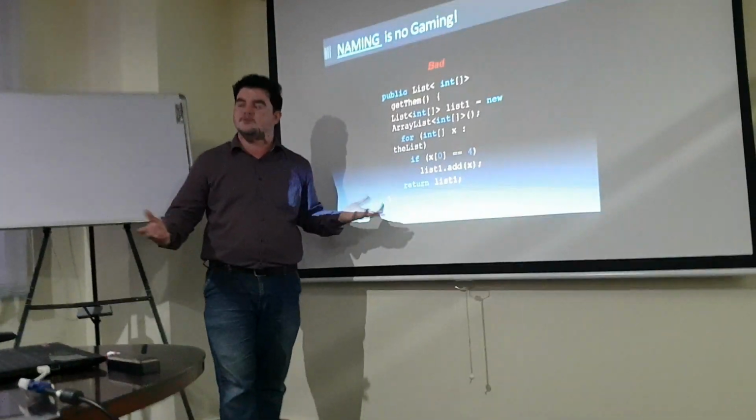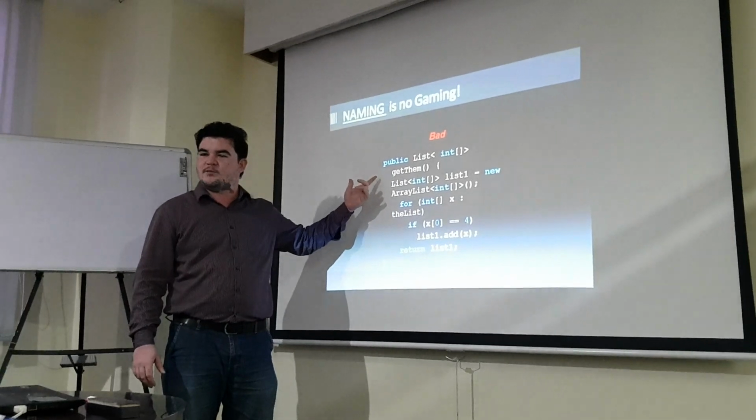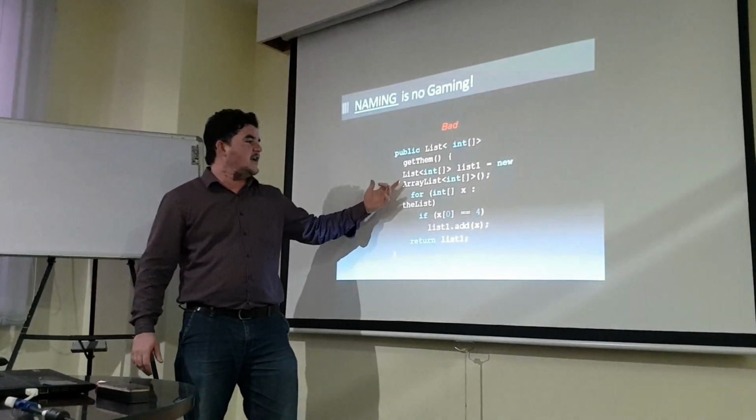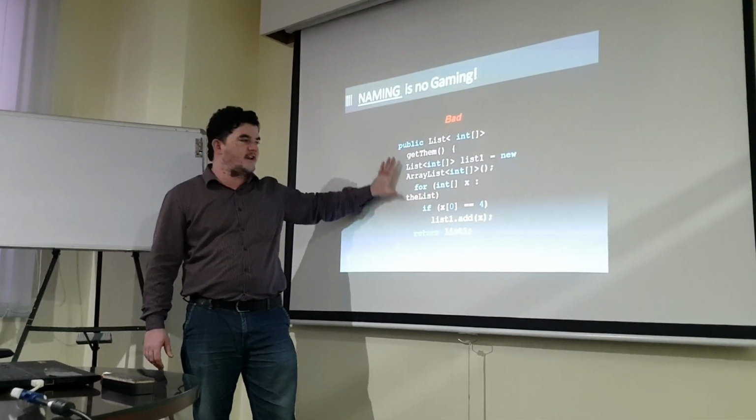Value. Get them. Get whom? Am I asking a bad developer to get them, or get the clients, or get me? Who? List int new is. So this is an example of bad code.